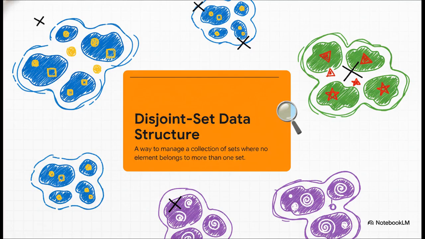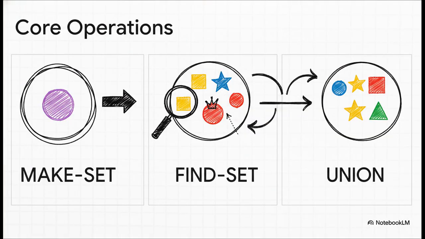Think back to our islands. Every island can only belong to one archipelago. That's it. And here's the cool part. You only need 3 basic moves to make it all work. First, make set. That just creates a brand new group with a single item in it. Then there's find set, which is like asking, hey, who's the leader of the group this item belongs to? And finally, union. This one's easy. It just merges 2 separate groups into one big one.